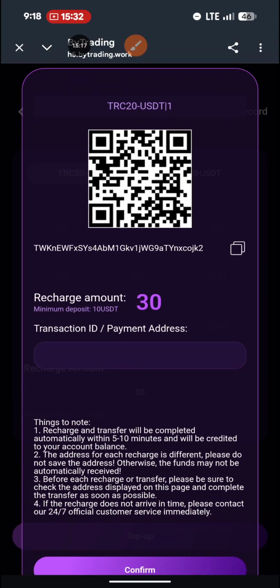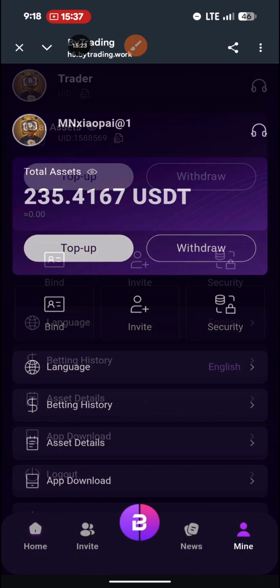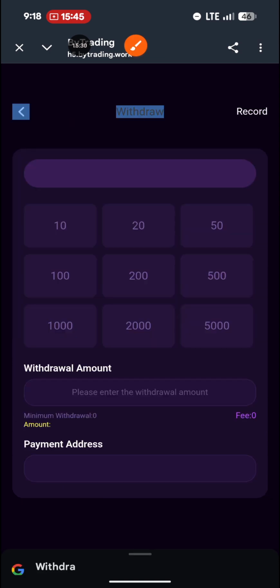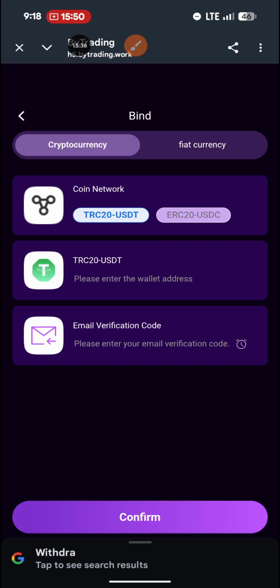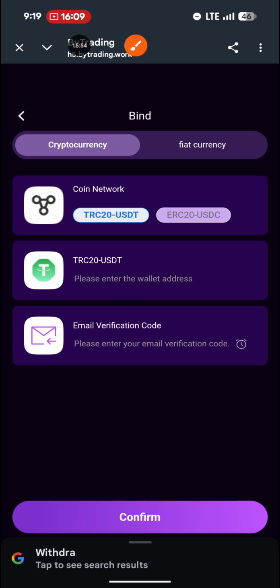Now let's talk about how to withdraw. If you want to withdraw, you head over to the same page. You click on withdraw. Now once you click on withdraw, they will ask you to bind your wallet address. So it automatically takes you here. You go and copy your TRC20 USDT wallet address. You can copy from Binance, Bybit, Trust Wallet. Just make sure that the address is TRC20. Then you copy the address.